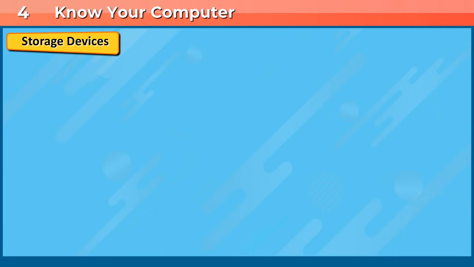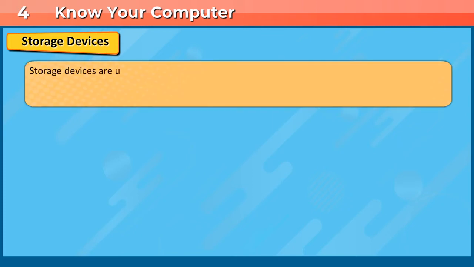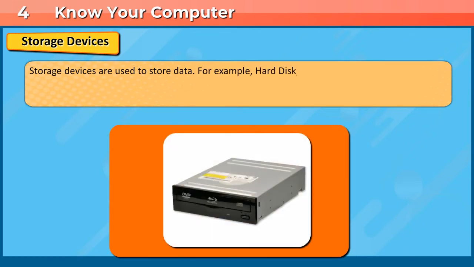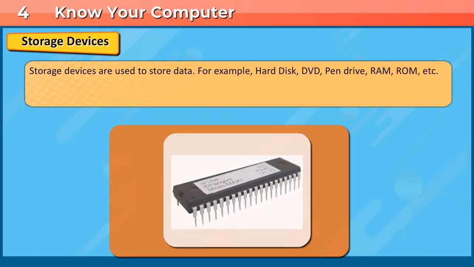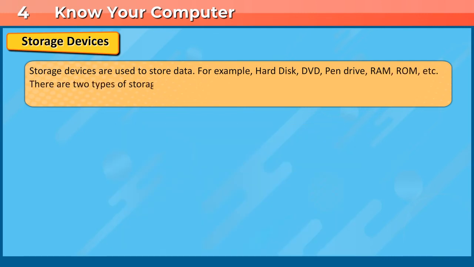Storage devices. Storage devices are used to store data. For example, hard disk, DVD, pen drive, RAM, ROM, etc. There are two types of storage devices: primary or internal storage, secondary or external storage.